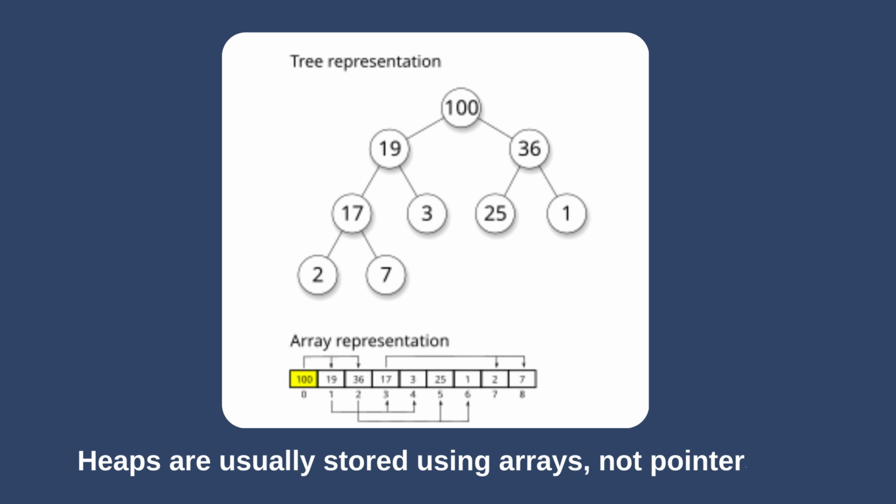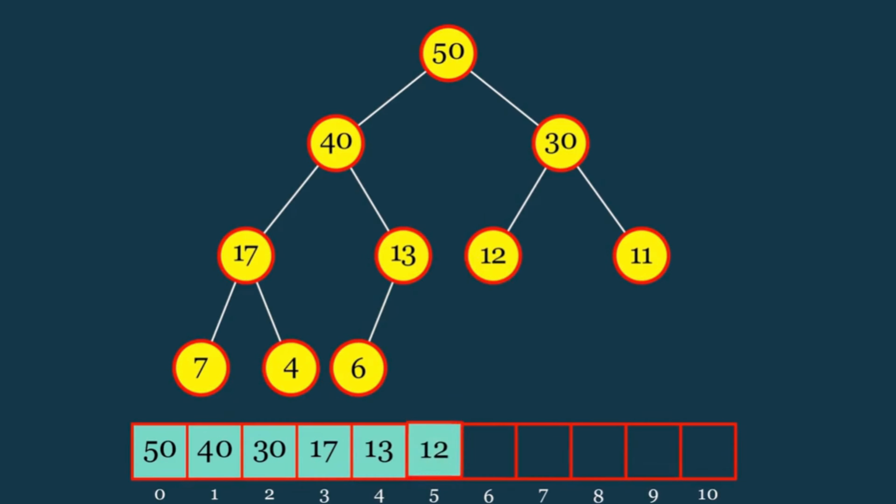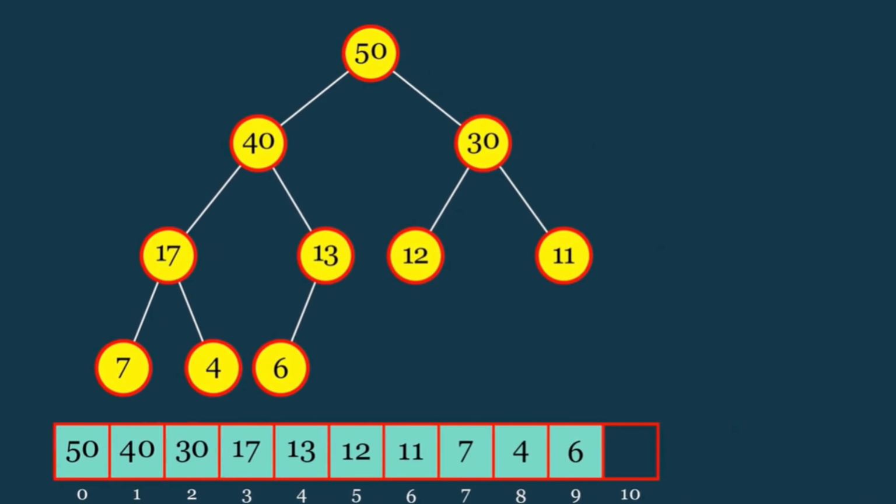Heaps are usually stored using arrays, not pointers. First, we store the root node at the 0th index of the array. Then we add its left child followed by its right child and continue in this manner level by level from left to right. This layout allows us to access any parent or child node using simple index calculations.